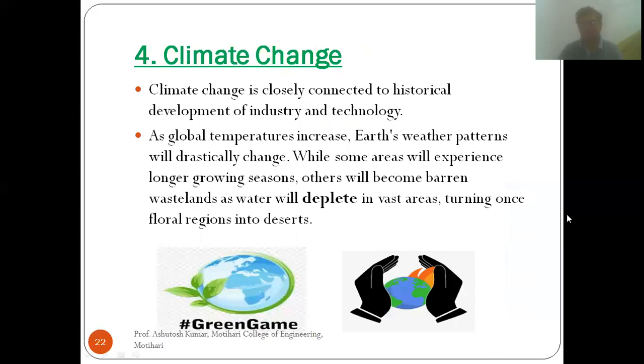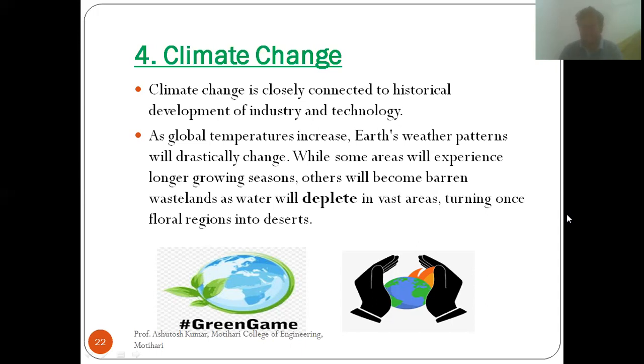Now the fourth one, which is very important, is climate change. Climate change is closely connected to the historical development of industry and technology. As technology changes and there is industrial development, the climate also changes. Of course, climate change is related to global warming. As global temperature increases, Earth's weather patterns will drastically change. In January this year, 2020, of course you can say a very bad year in the history of mankind due to coronavirus, we also saw very unseasonal rains in January and March. So what does it imply? Does it imply climate change? Yes, it is the effect of climate change.